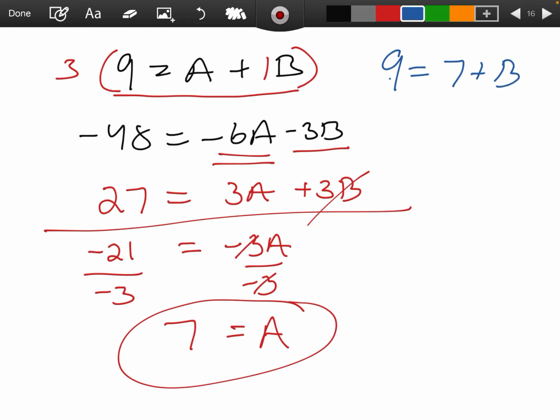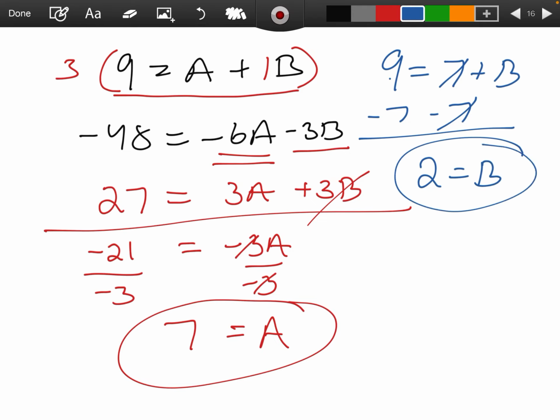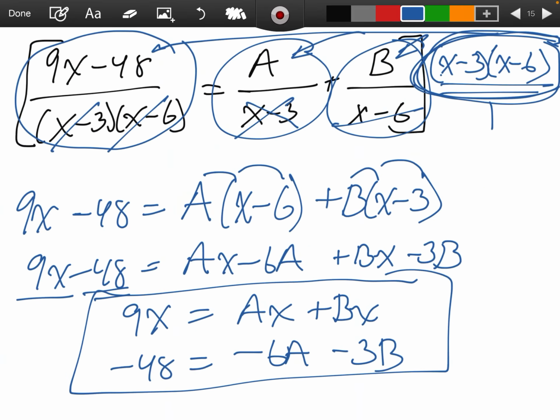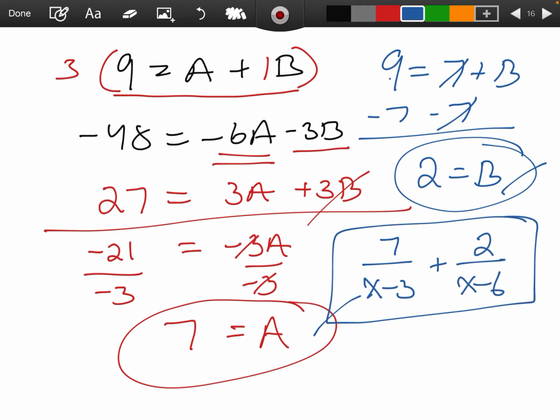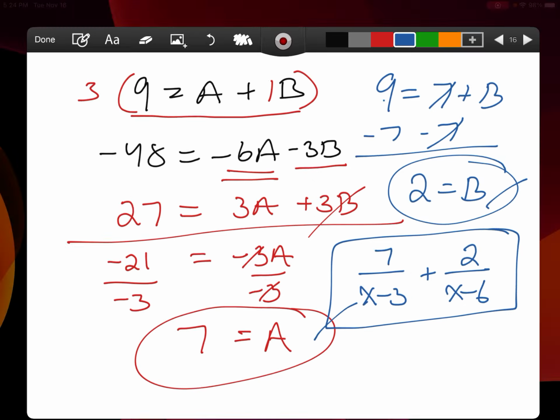We can come back to this equation right here. All right, 9 equals A, which is now 7, plus B. And if I subtract 7 on both sides, we get B is equal to 2. All right, so look, we got our value for A, we got our value for B. So I'm going to come back right here. This is the part that I'm looking at. Okay, so I have A over x minus 3 and B over x minus 6. So we're going to say our answer is 7 over x minus 3 plus 2 over x minus 6.